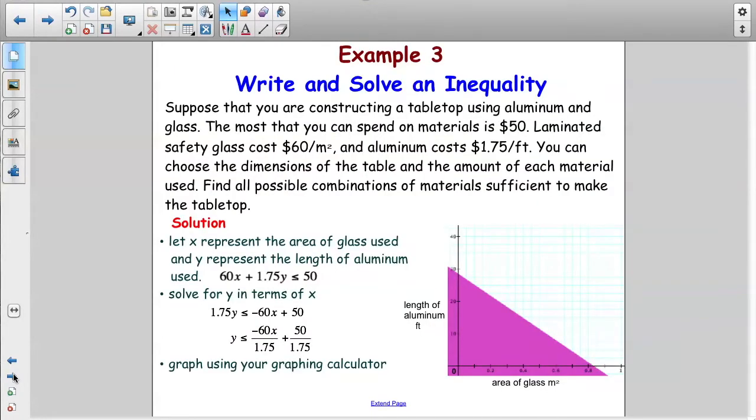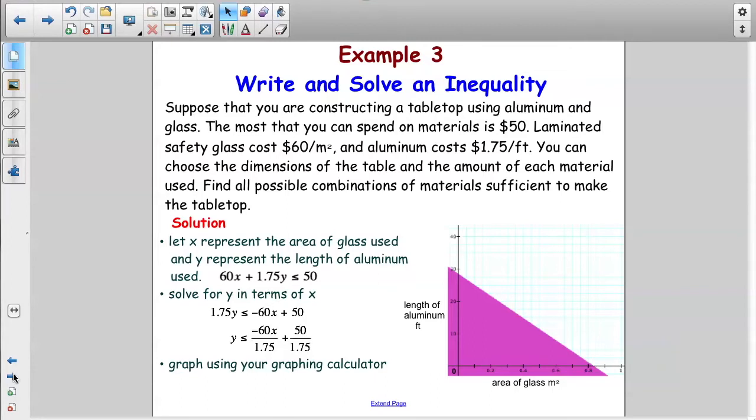Okay, here is an inequality in a word problem. So suppose you're constructing a tabletop using aluminum and glass. The most that you can spend on your material is $50. Laminate glass costs $60 per meter square, and the aluminum costs $1.75 per foot. You can choose the dimensions of the table and amount of material used. Find all the possible combinations that you can do.